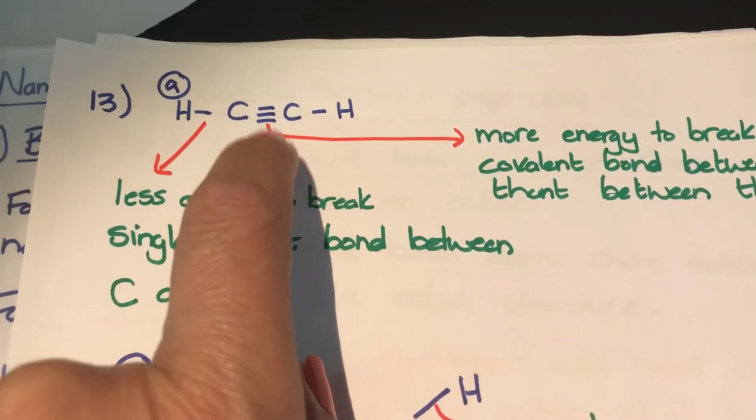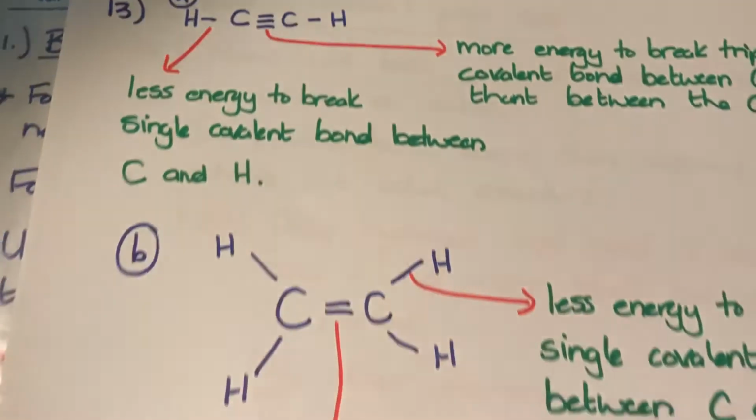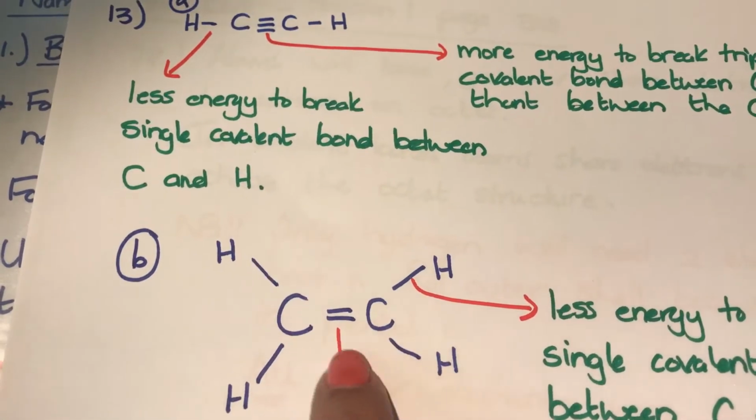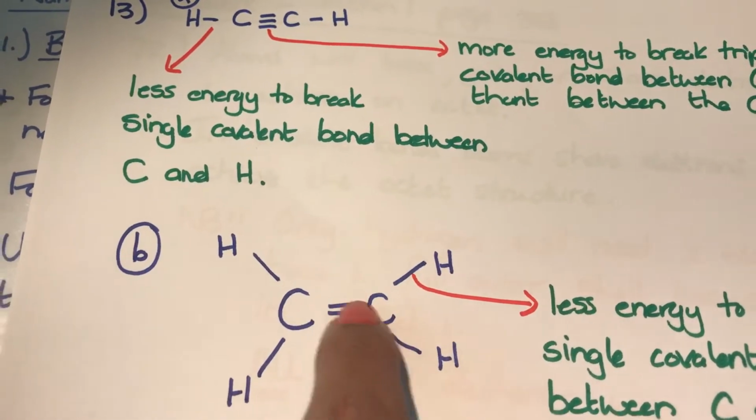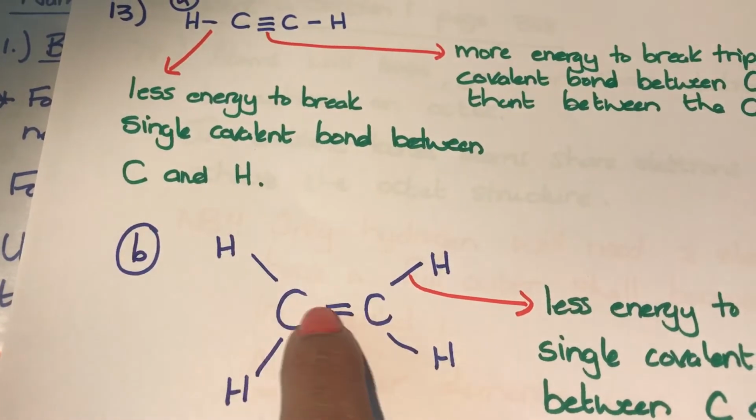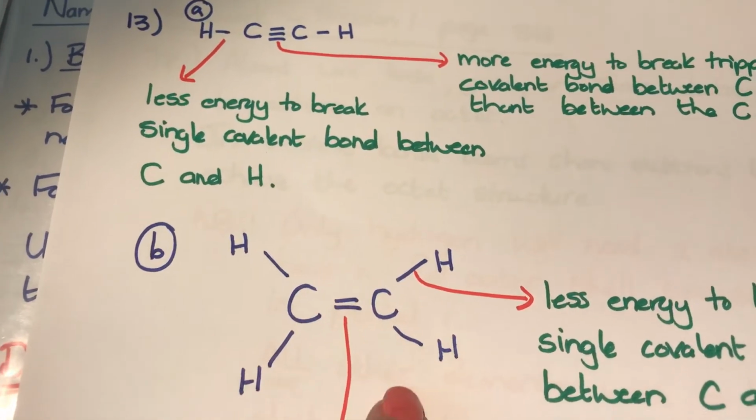Triple bonds mean shorter bonds and more strength. So these two carbons are going to be further apart. Why? Because it's a double covalent bond between them. It's weaker and they will be further apart.